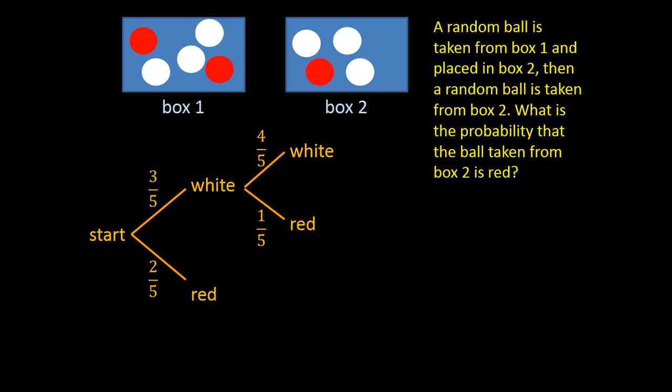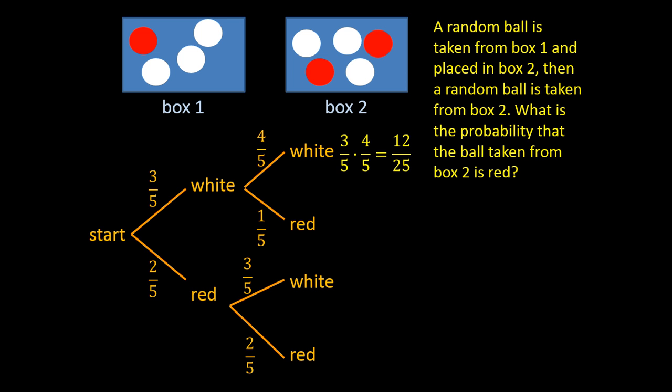So let's go back to where we were. We had 3 white balls and 2 red balls in box 1. What if we chose the red ball from box 1? That would get put in box 2. Now box 2 has 5 balls. Some are white, some are red. But the probabilities are not the same as they were along the top paths of the tree. Because now we have 3 out of 5 that are white and 2 out of 5 that are red. So what we're looking for in this problem is the probability that the ball taken from box 2 is red.